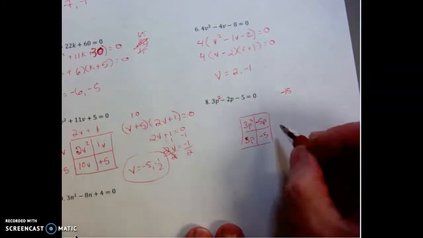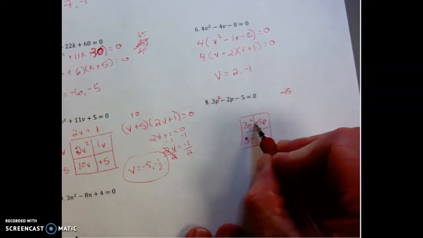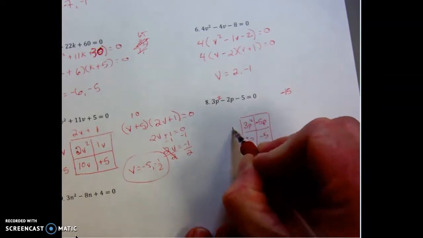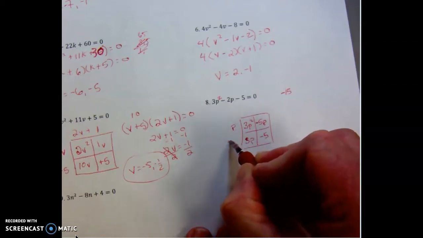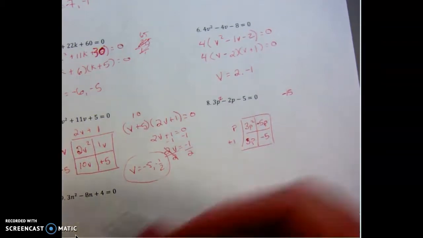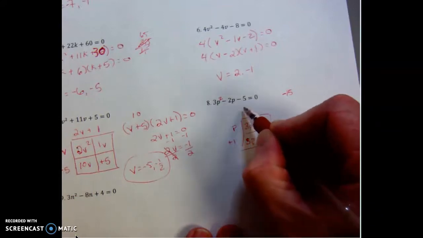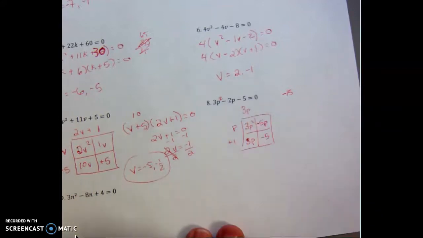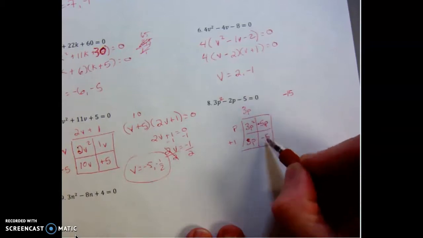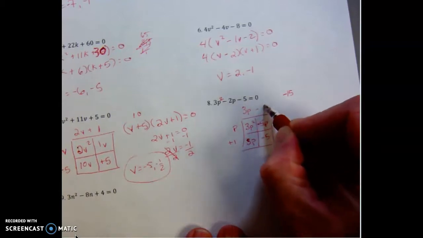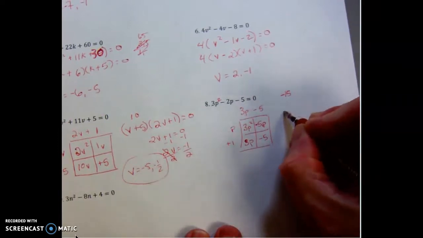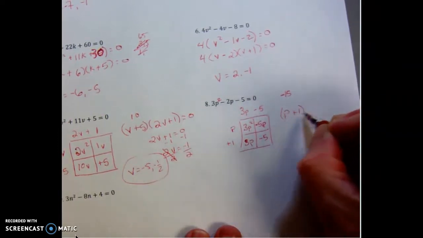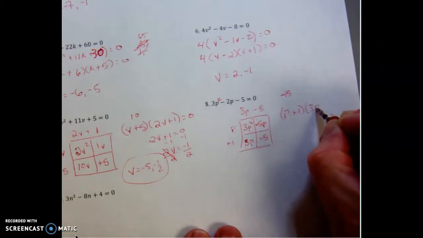All right, so now I just factor sideways. So going sideways on this top row, I can take out a p. Sideways on the bottom row, I can't take out anything, so I have to take out a positive 1. Going up and down, I can take out a 3p on the first column. Up and down on the second column, I can take out a negative 5. So my factors are p plus 1 and 3p minus 5.